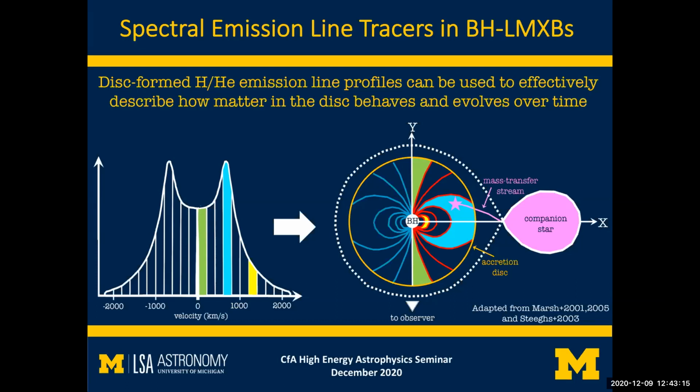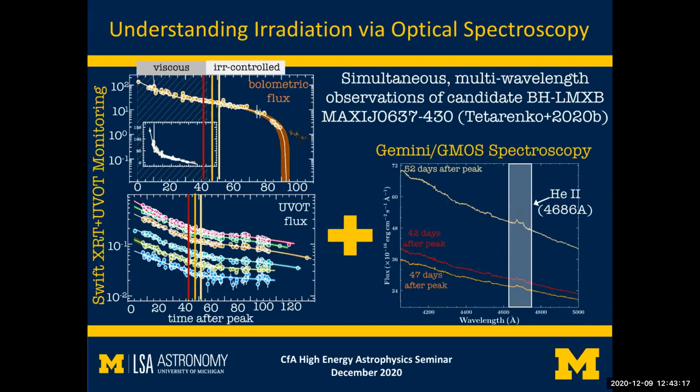So to exploit this, my colleagues and I developed a program combining phase-resolved optical spectroscopy from the Gemini Observatory with X-ray, optical, and UV spectral and photometric monitoring observations with the Neil Gehrels Swift Observatory. Overall, our program is essentially designed to track and quantify how variations in irradiation heating during outburst affect the physical properties of the accretion disk itself through the emission line profiles.